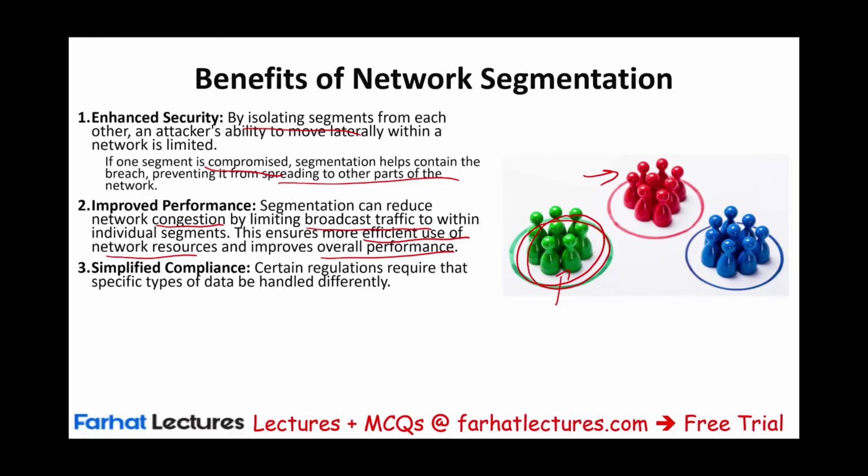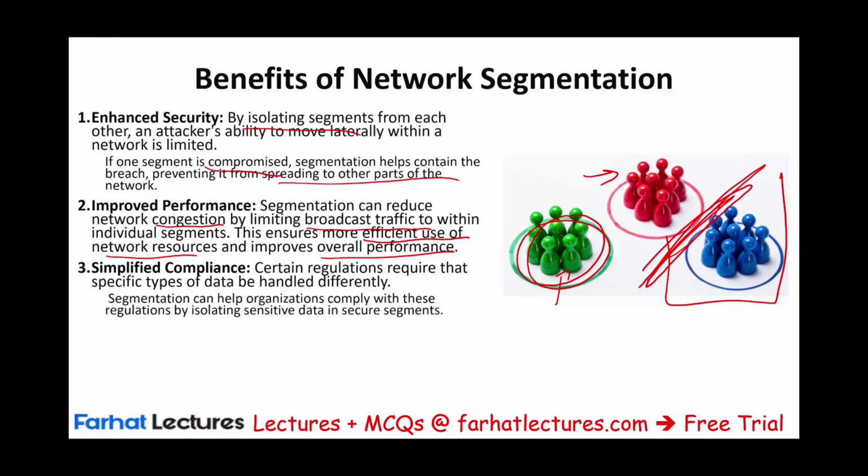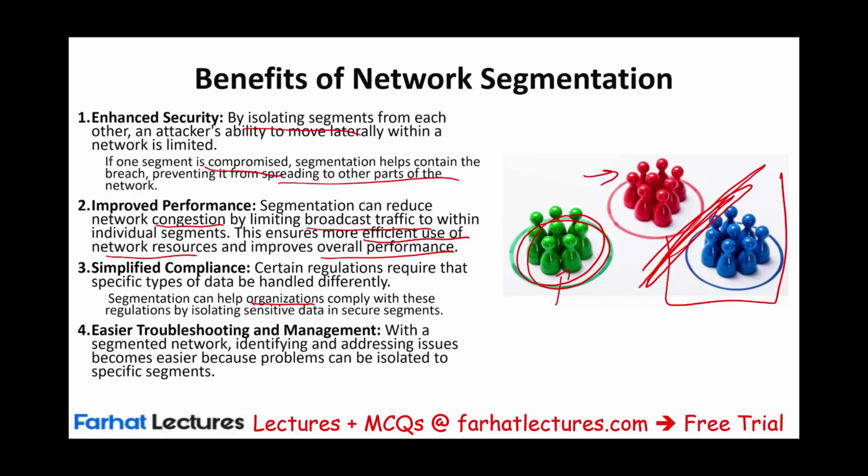Simplifying compliance. Certain regulations require that specific types of data be handled differently. Let's assume you want to have the most sensitive data on the blue network. Well, this allows you to do that. Why? Because you isolate the blue network and you're in compliance with the regulation. That's good. So segmentation can help organizations comply with these regulations by isolating sensitive data. And easier troubleshooting. If you have a problem with the red network, you can just deal with the red network without going into the green or the blue network. This simplification can lead to faster resolution time and less downtime.